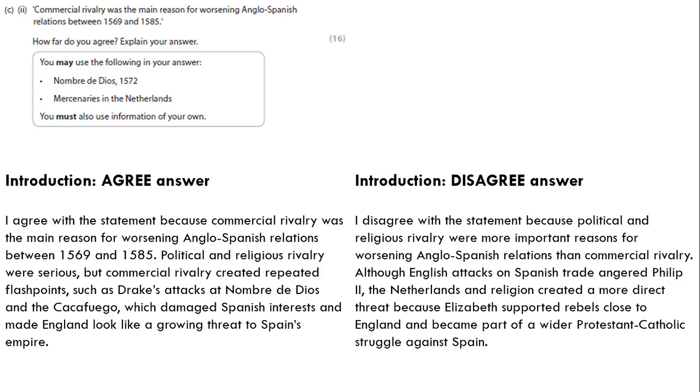Now the disagree introduction. I disagree with the statement because political and religious rivalry were more important reasons for worsening Anglo-Spanish relations than commercial rivalry. Although English attacks on Spanish trade angered Philip II, the Netherlands and religion created a more direct threat because Elizabeth supported rebels close to England and became part of a wider Protestant Catholic struggle against Spain. So this is talking about the Netherlands and religion being more direct than commercial rivalry.